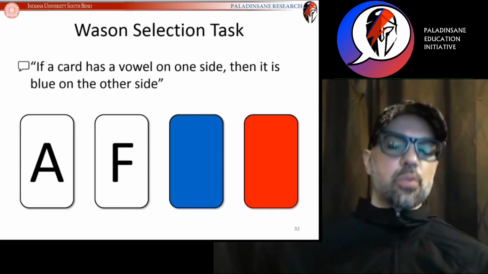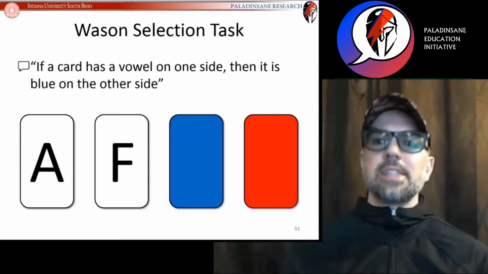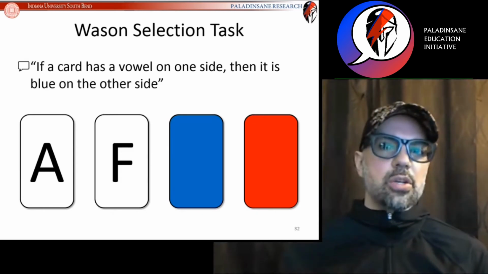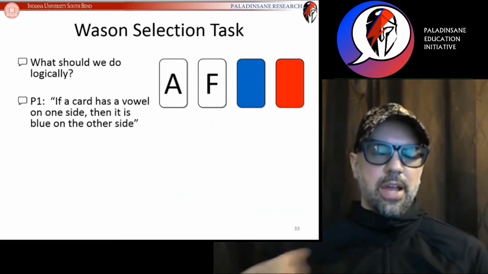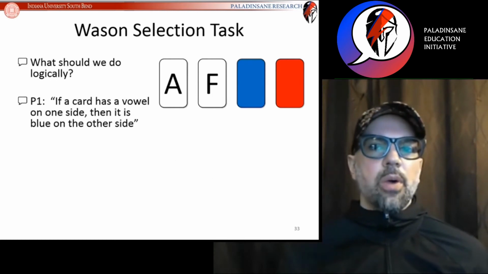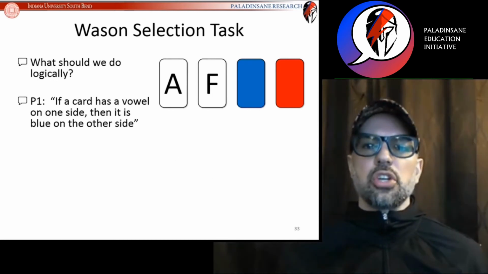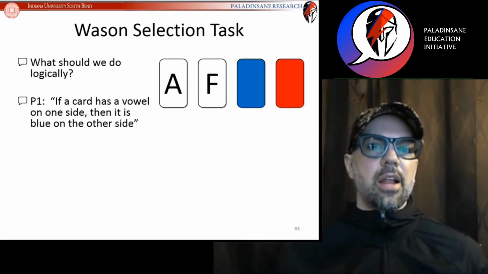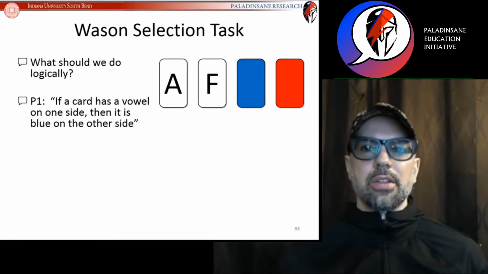We have a card that is red on one side. That is denying the consequent. So what should we flip logically now that we've labeled it in that way? Well, let's take a look at one of the ones that we should flip. So if a card has a vowel on one side, then it is blue on the other side.